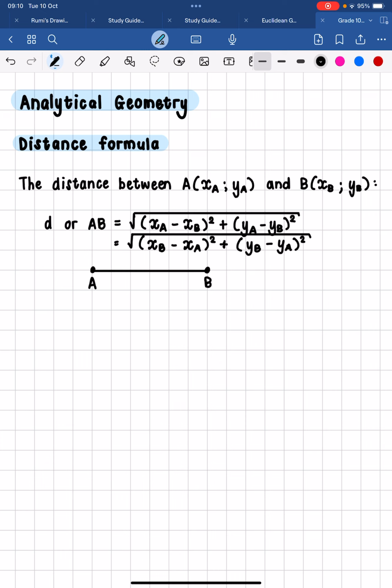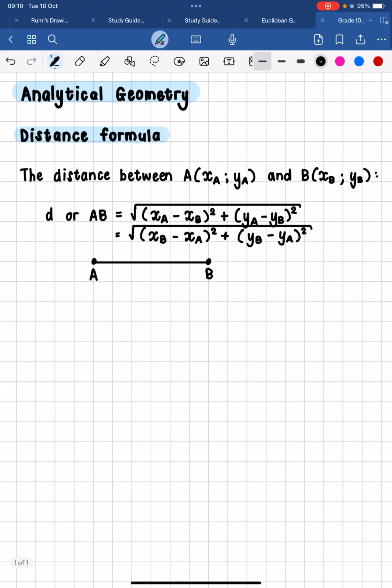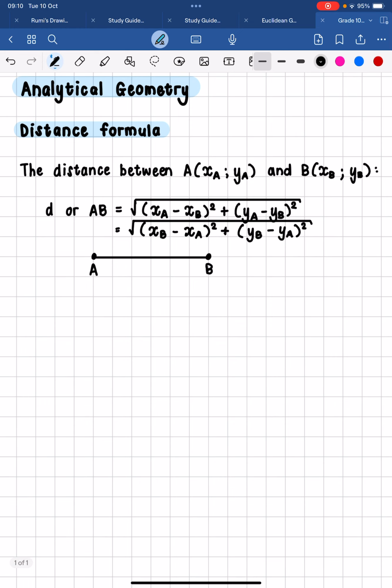So they might not always say distance. They might not always ask you for the distance between 2 points. They can also ask you for the length of a side of a triangle or the length of a line. All right, so I'm just going to add here, or length of line AB.